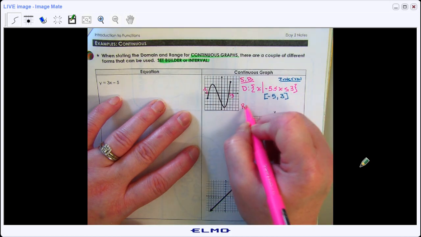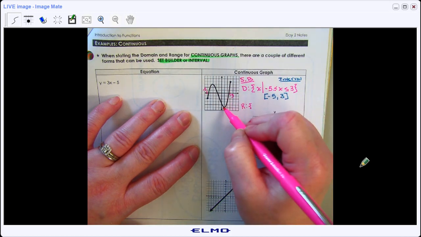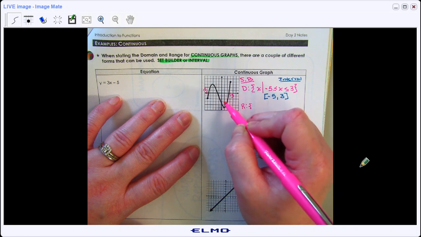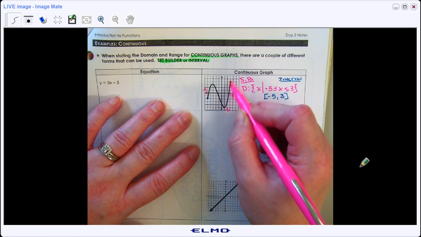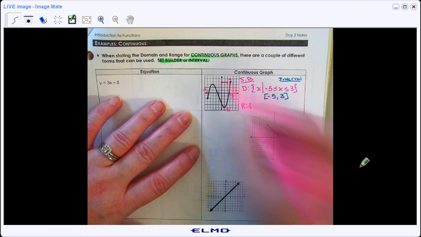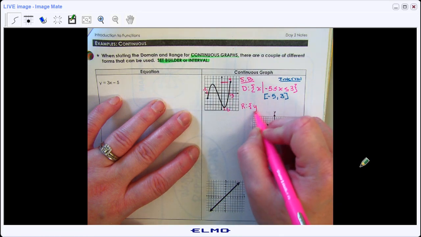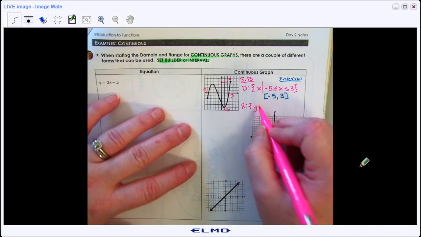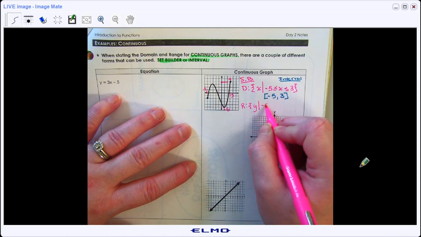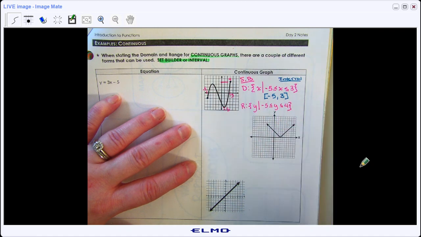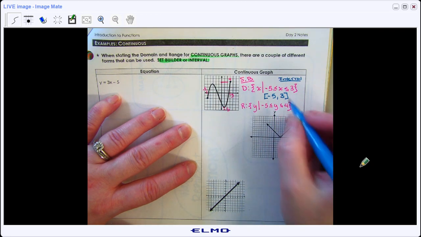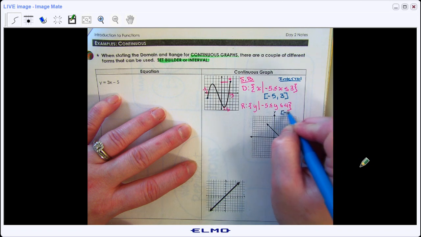My range, here's my lowest, that's at -5. My highest is up here at 4. So in set builder, that would be y such that -5 is less than or equal to y is less than or equal to 4. But in interval, that would be -5 to 4.